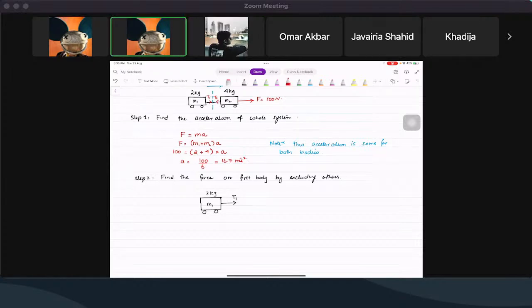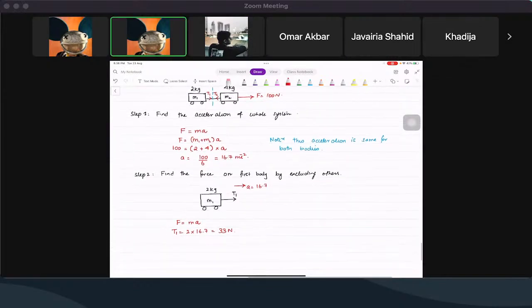But because the acceleration for both bodies was the same, the acceleration is 16.7. I'm going to use F equals ma again. The only force here is T1, so I'm going to write T1 equals the mass, which was 2, multiplied by the acceleration. So this is going to give me 33 newtons. Is it clear? Yes.